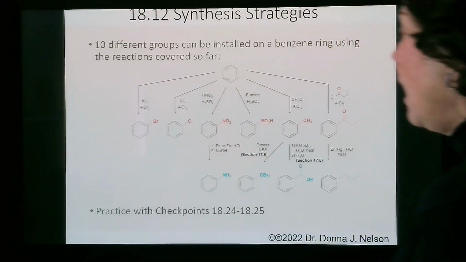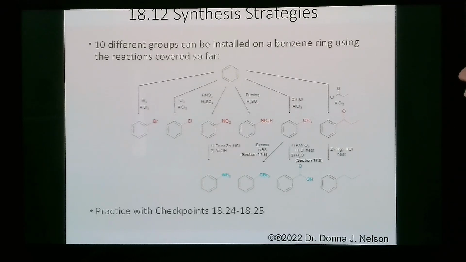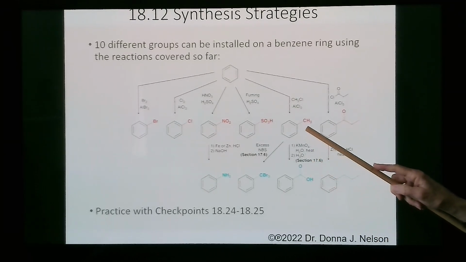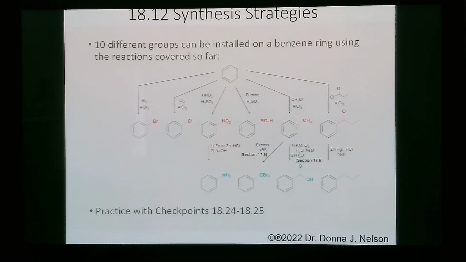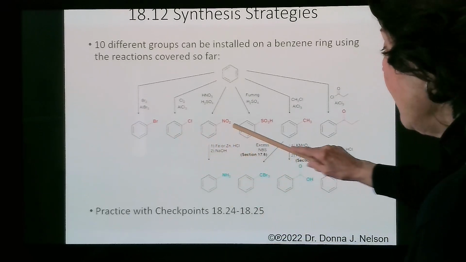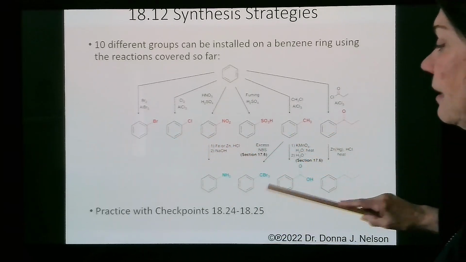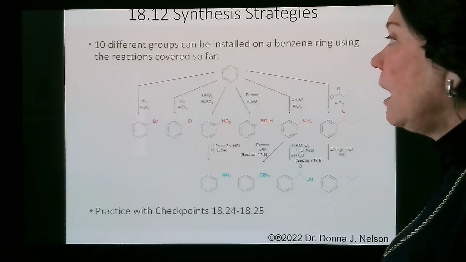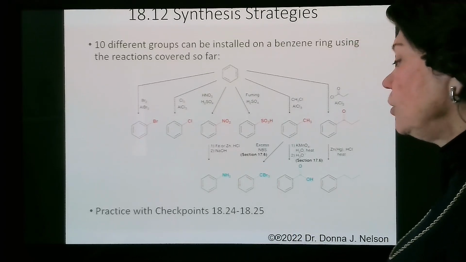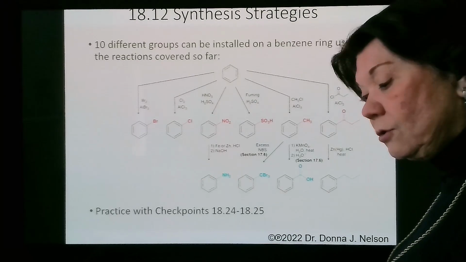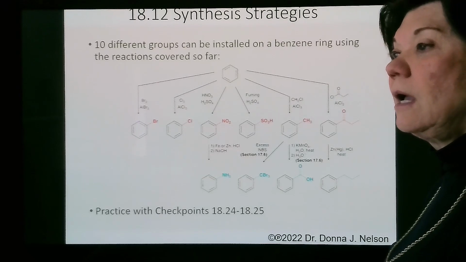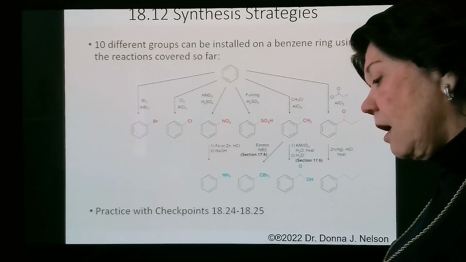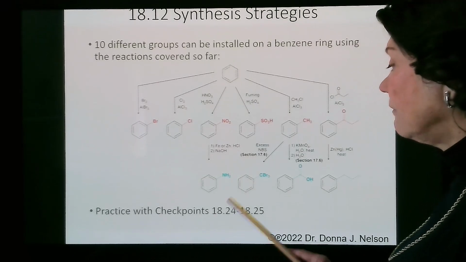So, reviewing what you've seen so far, this is a great review sheet. 10 different groups can be installed on the benzene ring using the reactions that you've seen presented so far. And here they are. We've covered them in depth, and I've even already covered a review sheet like this. I'm not going to spend the time to go over it again. You can go back. I think that was at the end of the second lecture that I covered this.